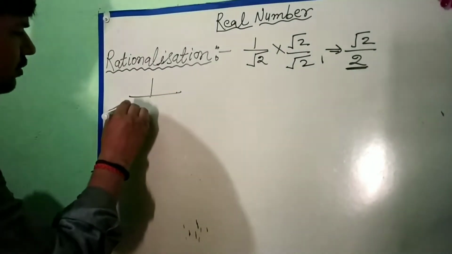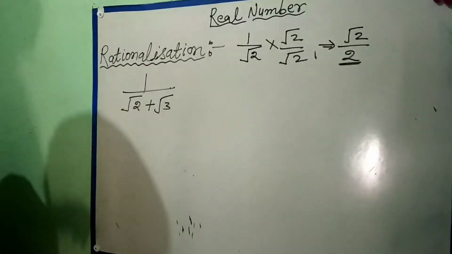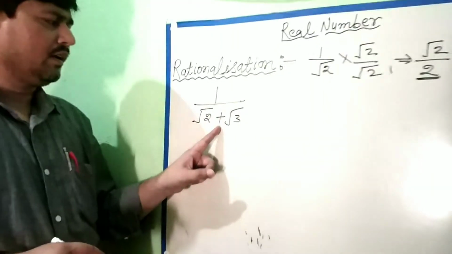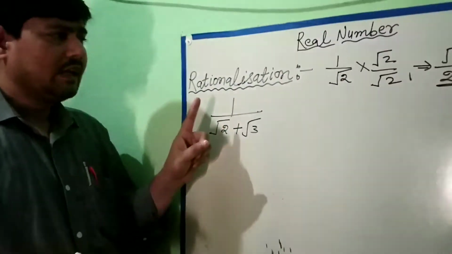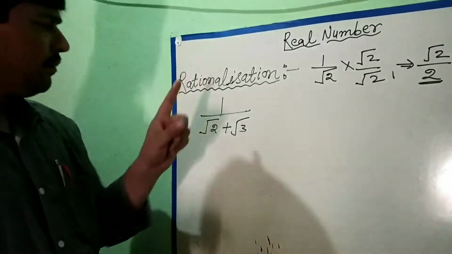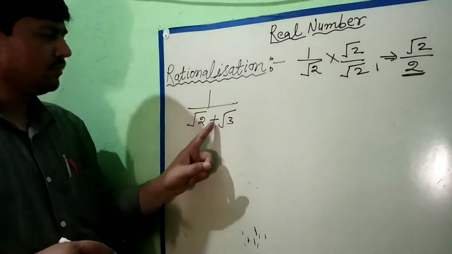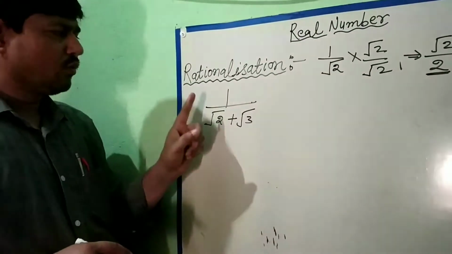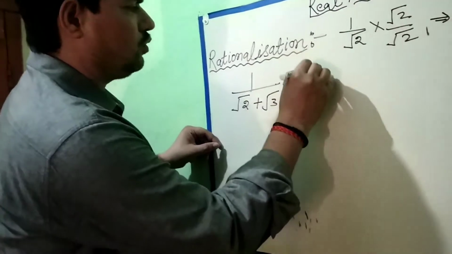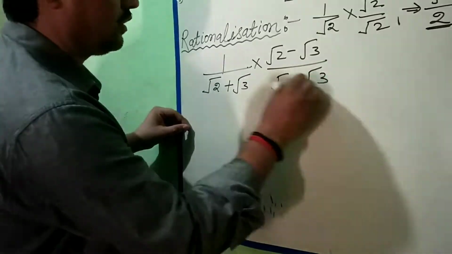Suppose here there are two terms in the denominator, root 2 plus root 3. That means we need to multiply by root 2 minus root 3. If only one term is there, then multiply by the same number which is there in the root. But if the number of terms is 2, then we multiply by the same numbers but with the opposite sign. So what will be the RF of root 2 plus root 3? It will be root 2 minus root 3.